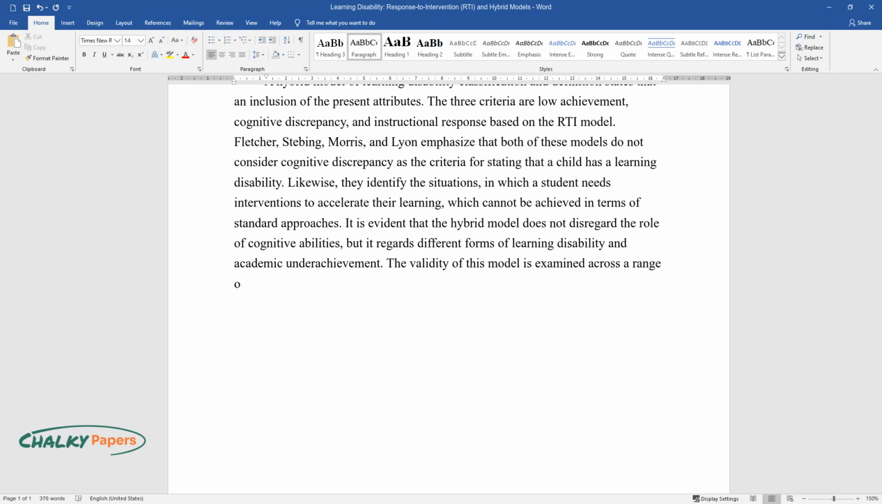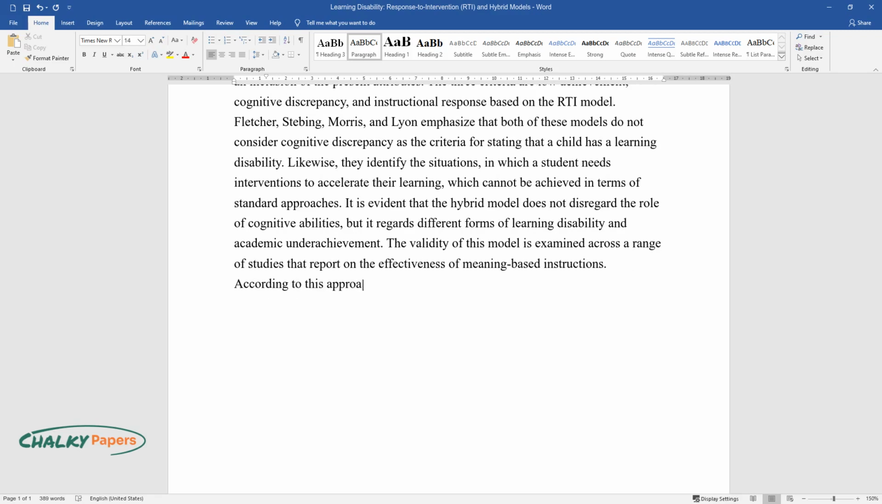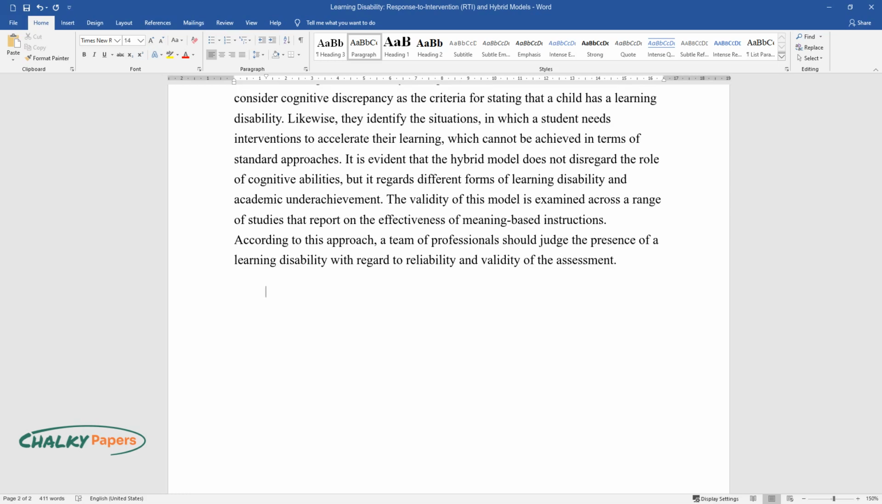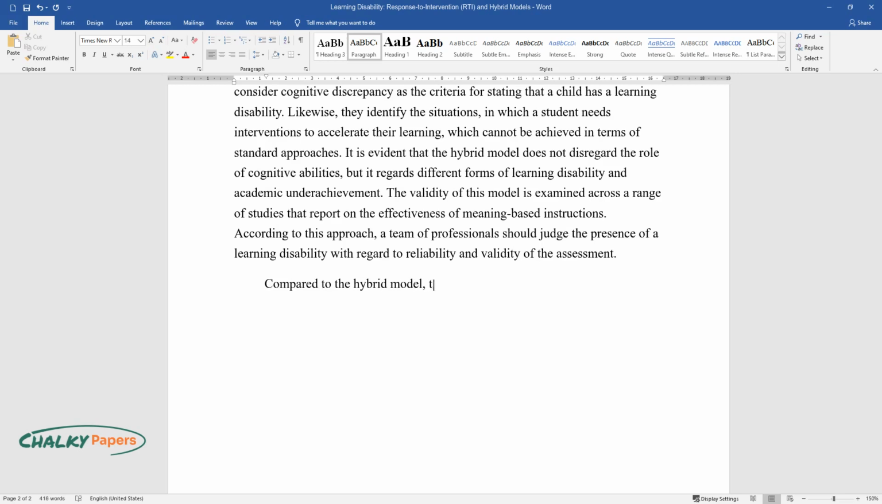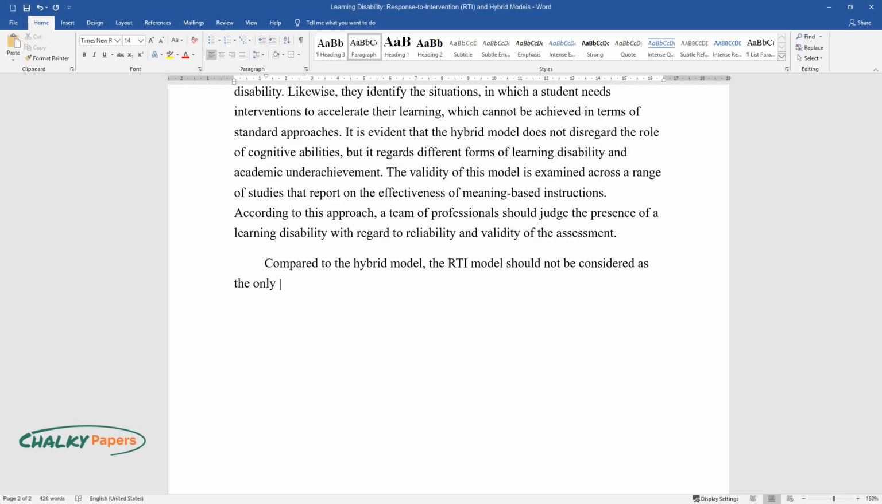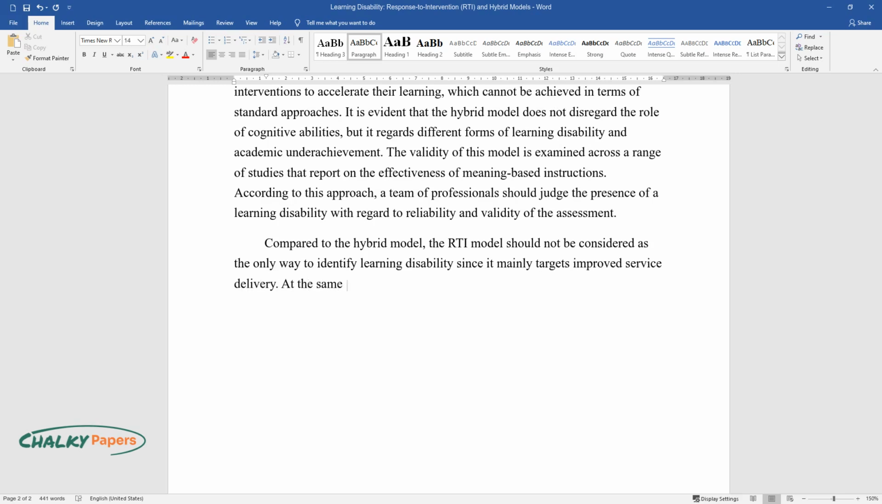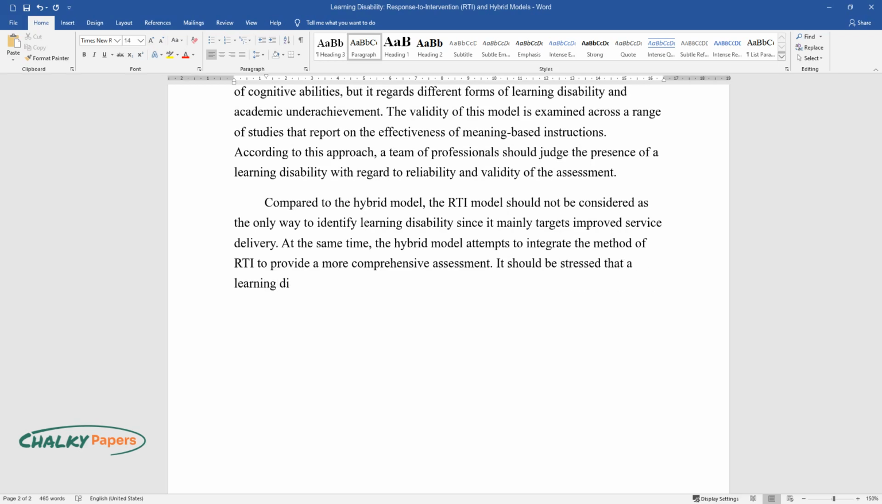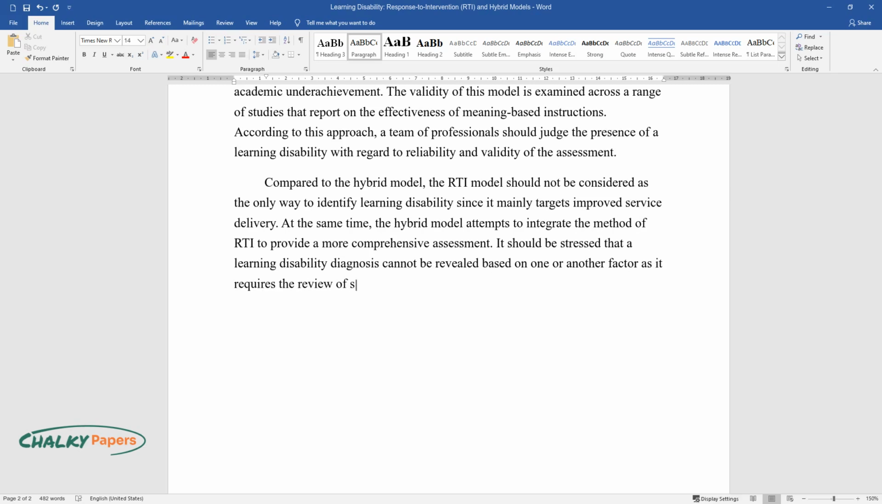The validity of this model is examined across a range of studies that report on the effectiveness of meaning-based instructions. According to this approach, a team of professionals should judge the presence of a learning disability with regard to reliability and validity of the assessment. Compared to the hybrid model, the RTI model should not be considered as the only way to identify a learning disability since it mainly targets improved service delivery. At the same time, the hybrid model attempts to integrate the method of RTI to provide a more comprehensive assessment. It should be stressed that a learning disability diagnosis cannot be revealed based on one or another factor as it requires the review of several criteria.